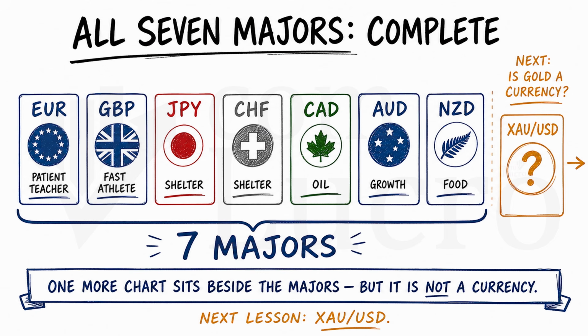In the next video, we add one more chart that behaves like a currency, but technically isn't one: gold. Why does XAU USD sit right there beside the majors on every platform? Why does the entire market watch it? And is gold actually a currency at all? That's next. I'll see you there, trader.